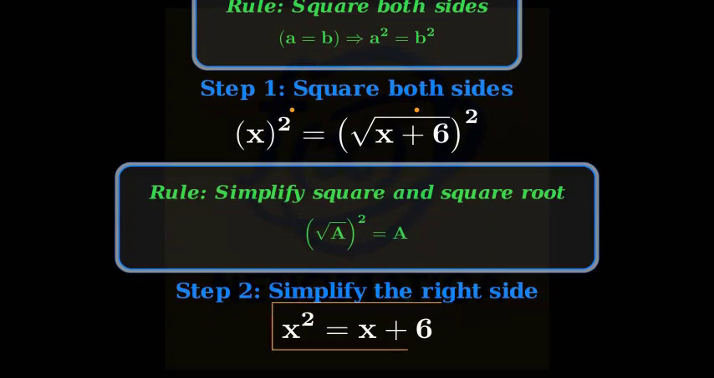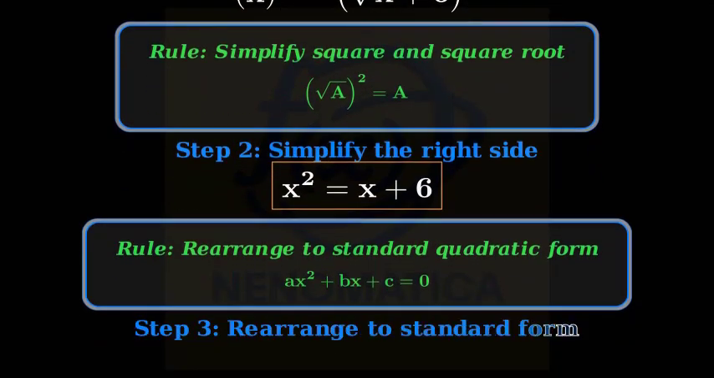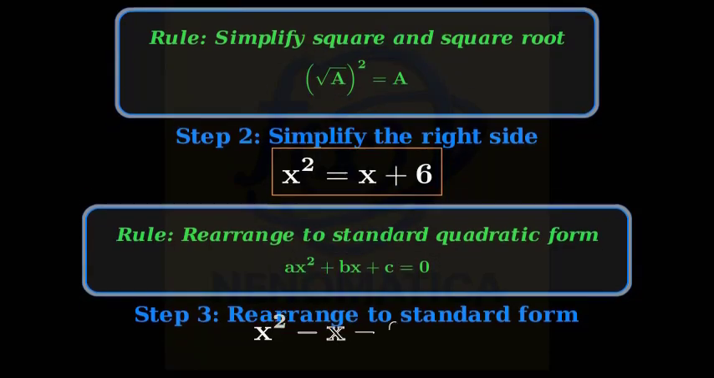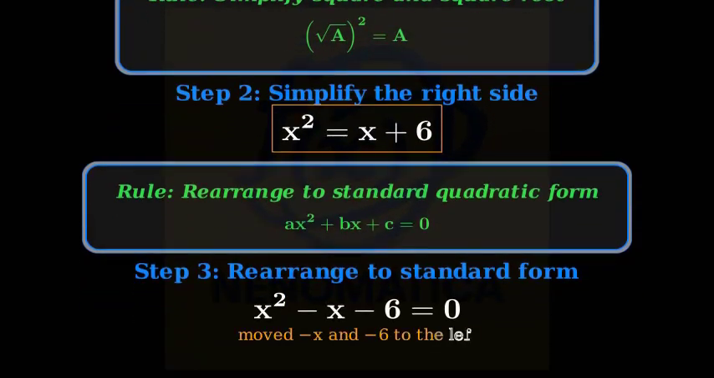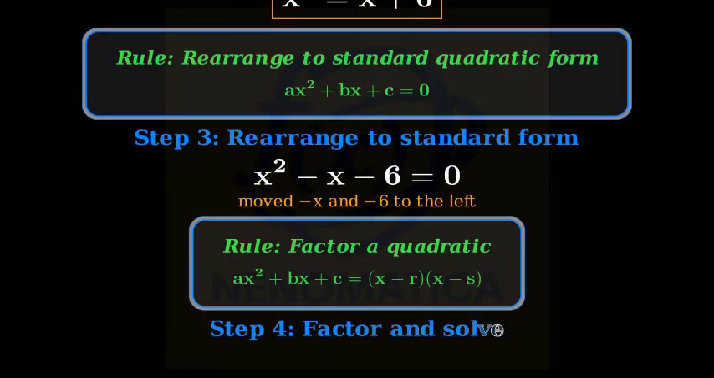Step 3. Rearrange to standard quadratic form ax squared plus bx plus c equals 0. Move everything to the left side to obtain x squared minus x minus 6 equals 0. Step 4. Factor the quadratic. We look for numbers whose product is negative 6 and sum is negative 1.